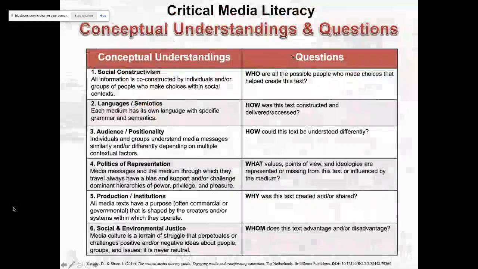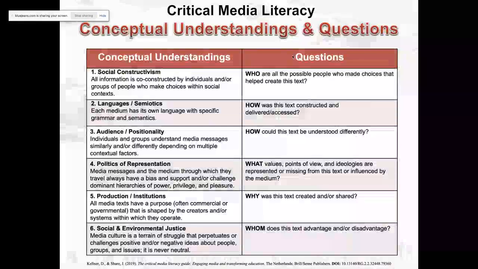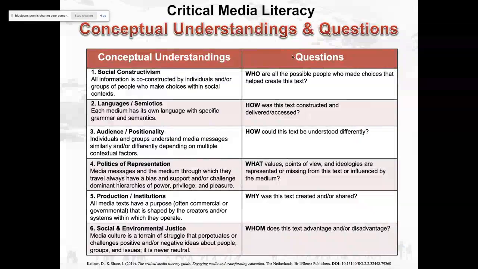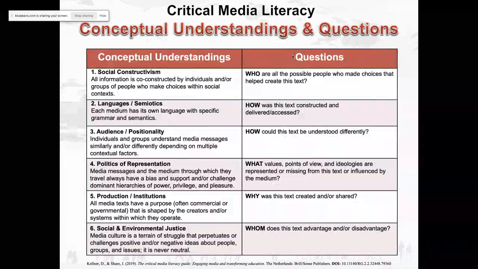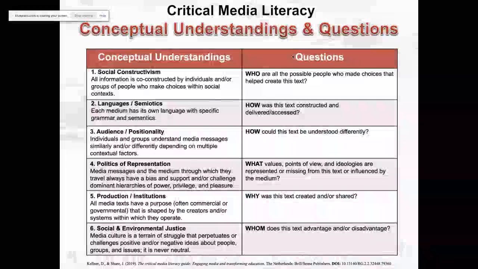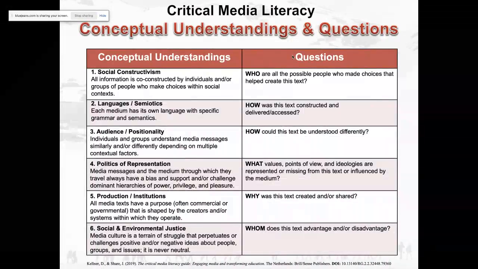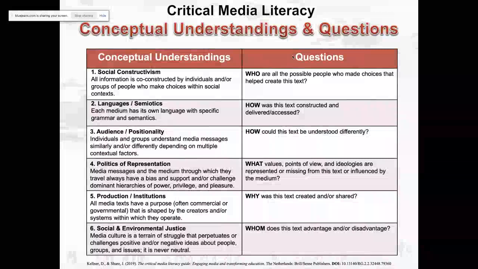So this is the framework we use. And a little bit later, I'll put in a link where you can download a PDF of this framework. And basically, when I'm working with teachers, I try to get them to understand the 6 conceptual understandings, these theoretical lenses on the left, so that they can use the questions on the right with their students. So working with students, we just use the questions. We don't talk about the big understandings, because the goal is that through the process of the students asking and answering these questions, they're going to come to deeper critical understandings of whatever messages they're working with.